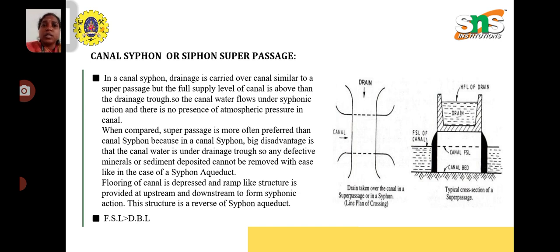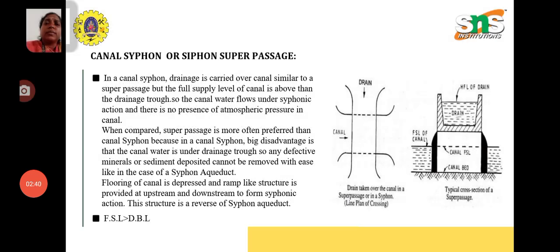When compared to the canal siphon, the super passage is more often preferred, because in a canal siphon, one of the big disadvantages is that the canal water is under the drainage too. So any defective materials or sediment deposited cannot be removed in this case. The flooring of the canal is depressed and a ramp-like structure is provided at the upstream and the downstream. This structure is used for the siphonic action. It is a simple reverse of the siphon aqueduct.